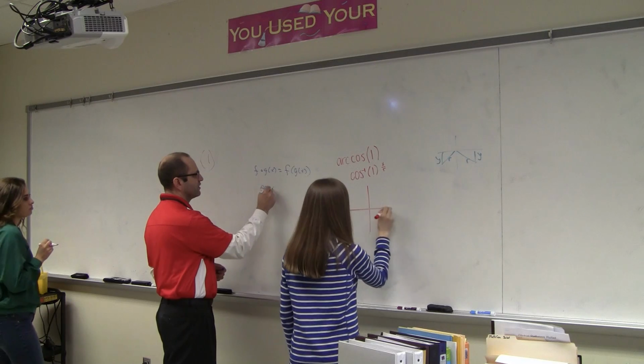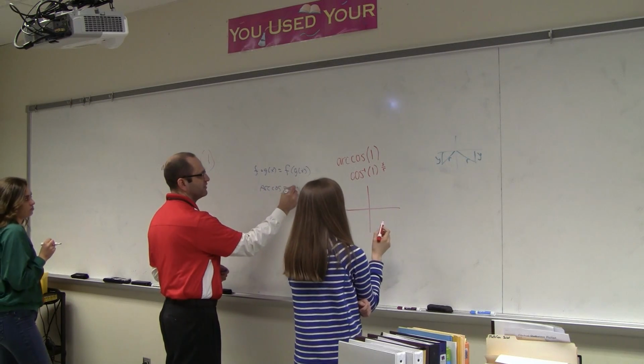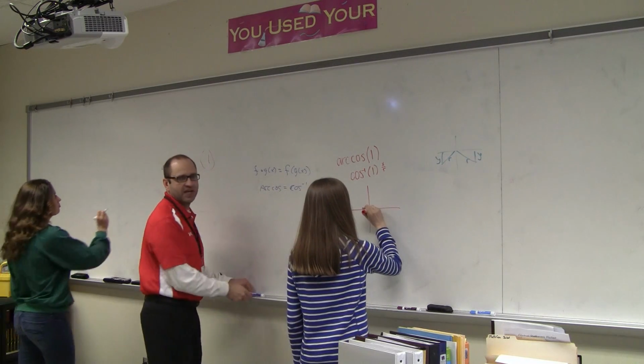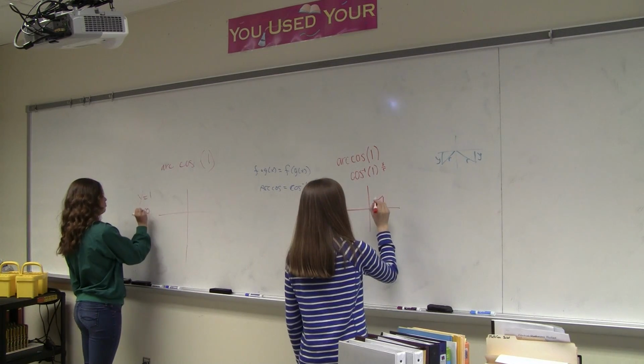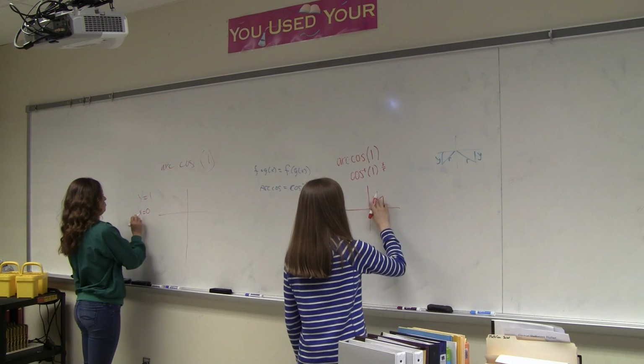So arc cosine is the same as inverse cosine. It means the exact same thing. Arc tangent means inverse tangent. Arc sine means inverse sine. So don't get hung up on that. You'll see both of them. It means the exact same thing.